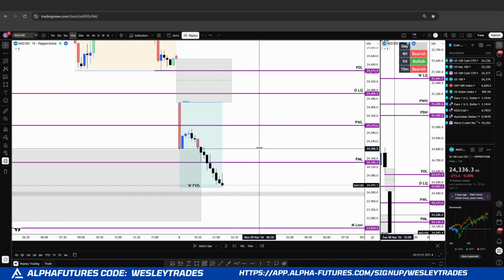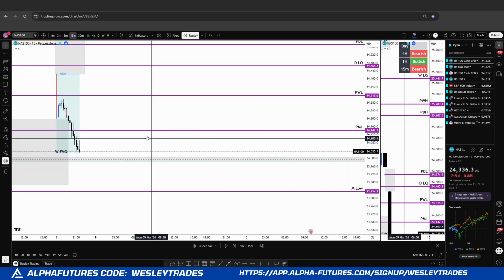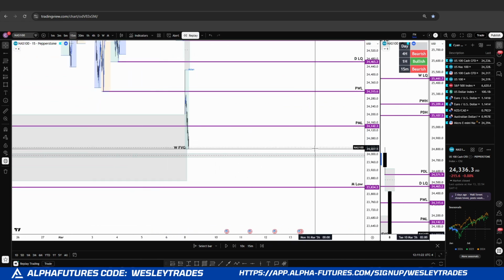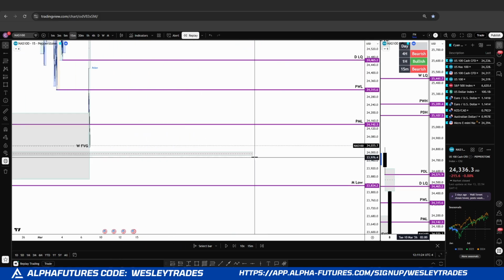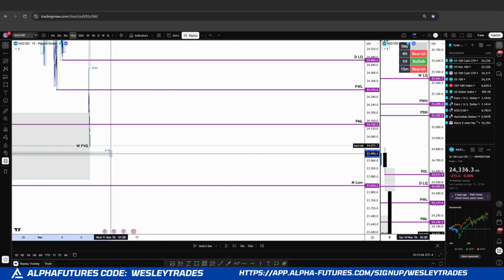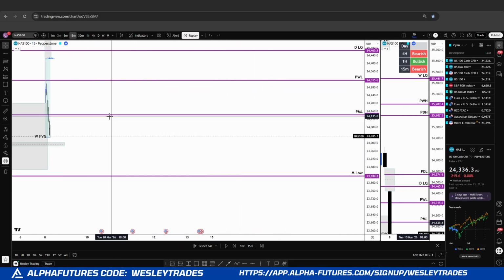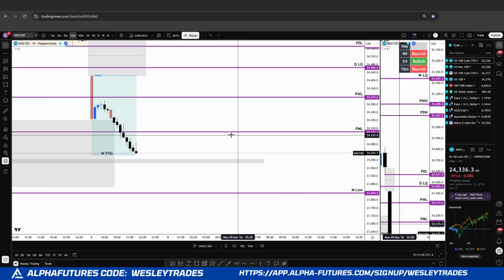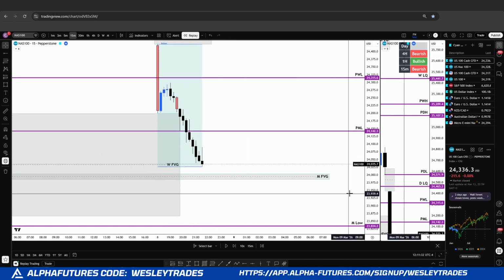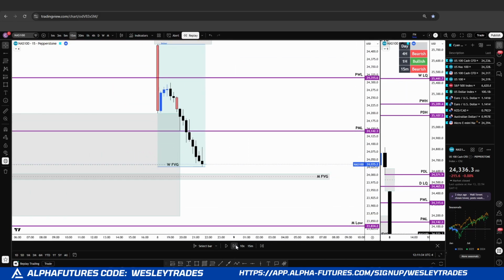And what are we doing now? Price is actually going down to what? What is price going down to? A monthly fair value gap. Boom. We tap that. Let's watch what price does next.